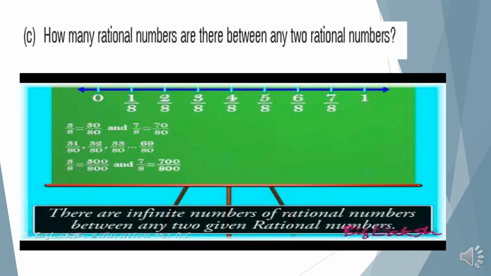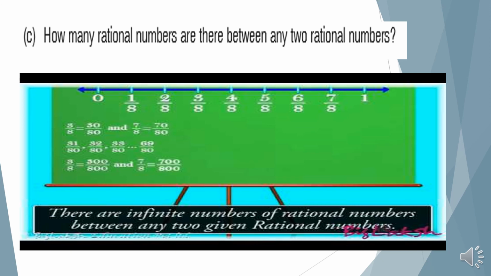Similarly, if we multiply both numerator and denominator of the rational numbers 3 by 8 and 7 by 8 by 100, what will we get? We will get 300 by 800 and 700 by 800. Similarly, we can find many rational numbers between 300 by 800 and 700 by 800, like 301 upon 800, 302 upon 800, and so on, 699 upon 800. So we can do this process many times.